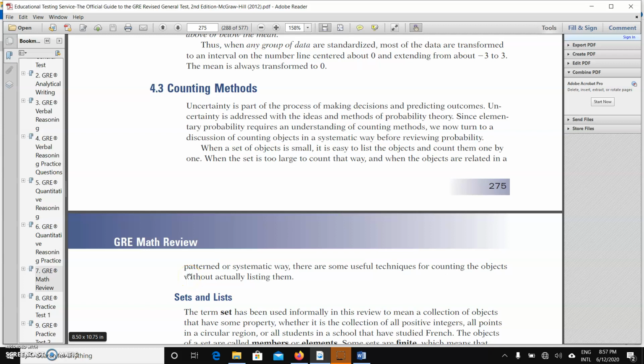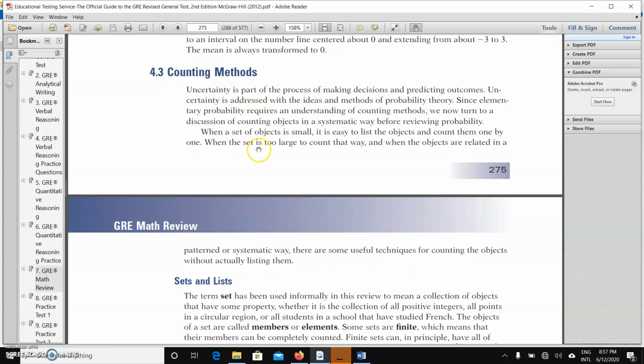So we'll be talking about counting methods, and according to this section, we're going to be talking about sets and probability. Now, let me just do this fast. Uncertainty is part of the process of making decisions and predicting outcomes. Uncertainty is addressed with the ideas and methods of probability theory.